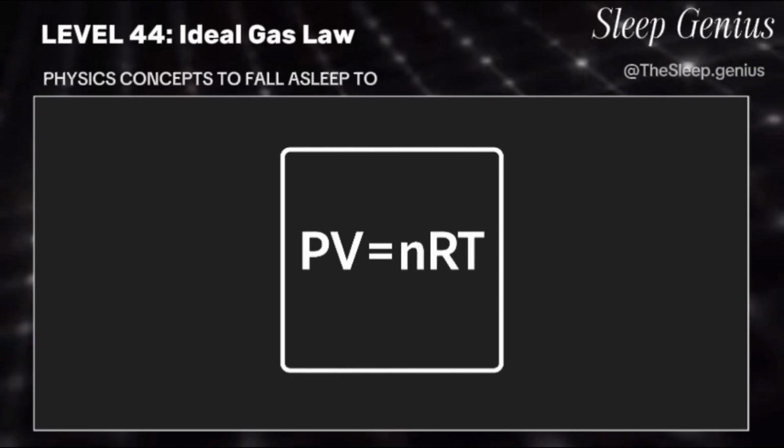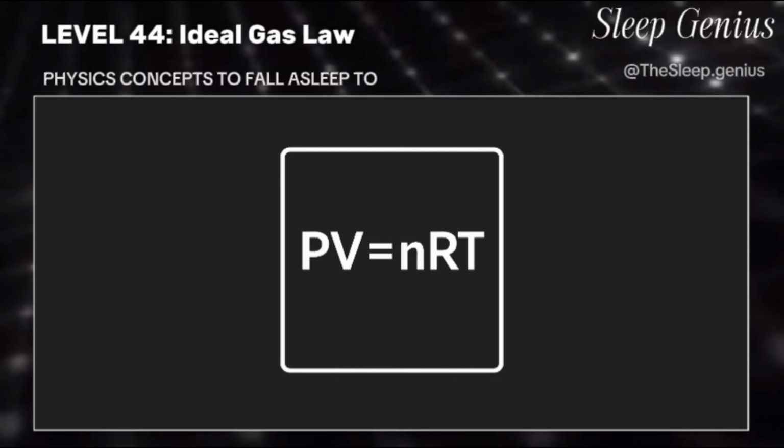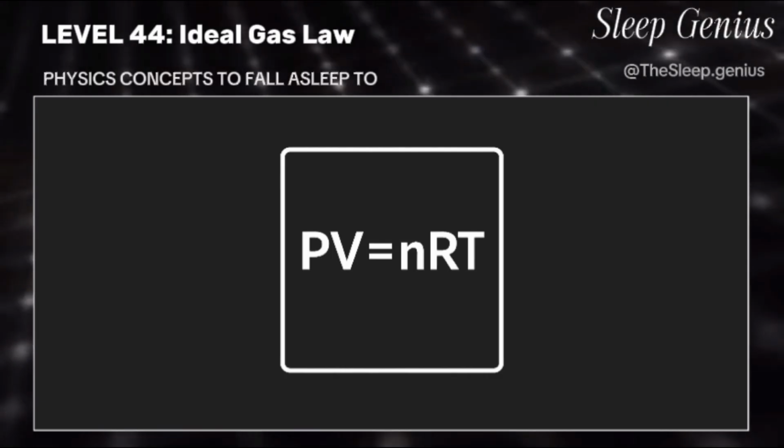The ideal gas law explains how gases behave by linking pressure, volume, temperature, and amount of gas. It shows that gas particles move freely, and their motion creates measurable effects we can calculate and predict.